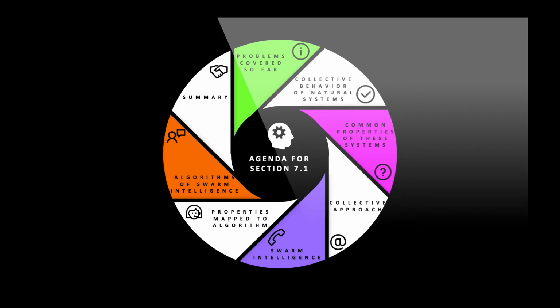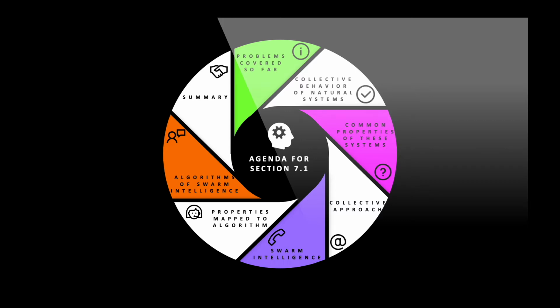So first I'll be introducing you to the agenda for section 7.1. I'll basically be talking about the different types of search problems we have covered so far. Then we'll be talking about the collective behavior of natural systems that exist and how they are actually working together to reach a certain goal. Then I'll discuss the common properties of these particular systems.